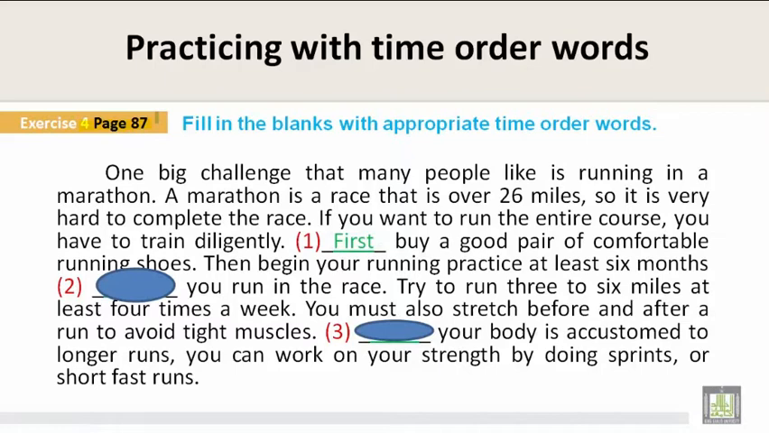First, buy a good pair of comfortable running shoes. Then begin your running practice at least 6 months before you run the race. Try to run 3 to 6 miles at least 4 times a week. You must also stretch before and after a run to avoid tight muscles. After your body is accustomed to longer runs, you can work on your strength by doing sprints or short, fast runs.